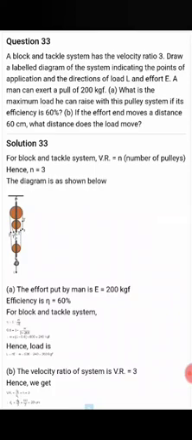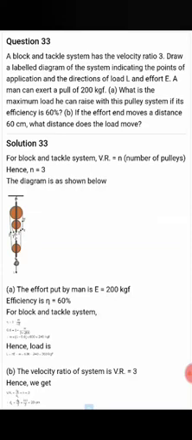Efficiency is MA by VR. So when you cross multiply, you will get 9 by 5, that is 1.8. So MA will be 1.8. Now, MA is 1.8, load upon effort. Your effort is 200, so your load will be 200 into 1.8, that is 360 kgf.